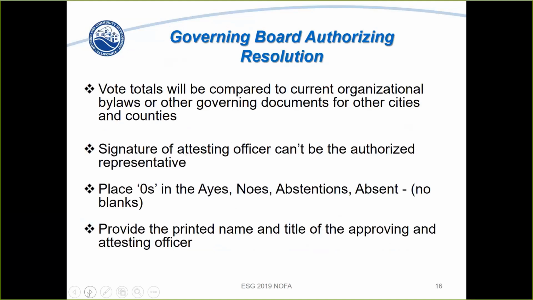And again, please be sure that the ayes, nays, abstentions, and absent boxes have a number in them. Please don't leave them blank. Don't put a dash in there. It has to have a number. The person attesting the resolution can't be the person identified as the authorized representative. And at the bottom of the resolution, the approving officer must sign and print their name.